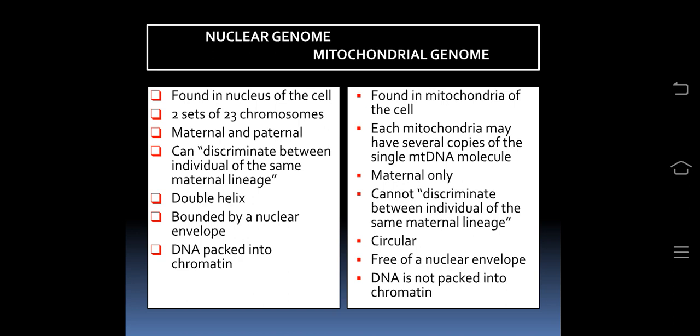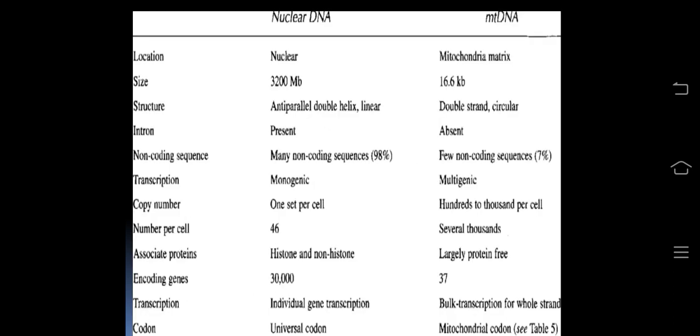Circular, free of a nuclear envelope, DNA is not packed into chromatin. Found in the mitochondria of the cell, each mitochondrion may have several copies of the single mtDNA molecule. Maternal only, cannot discriminate between individuals of the same maternal lineage. Then circular, free of a nuclear envelope, DNA is not packed into chromatin.